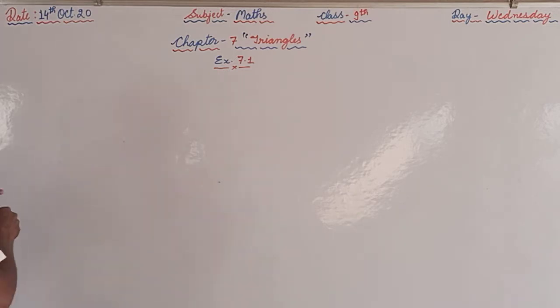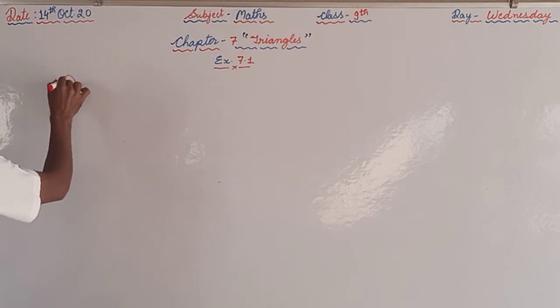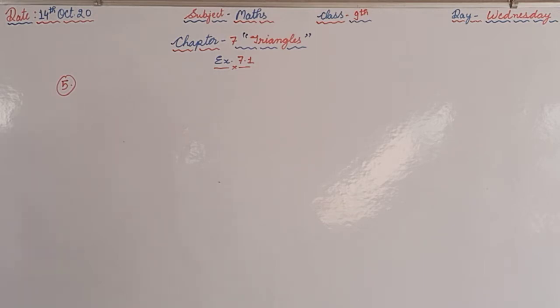As I told you previously, whenever you watch the video, you are supposed to have your textbooks with you so that you can also read the question. So first of all we will read the question, question number 5, exercise 7.1, page number 119. In this question, line L is the bisector of an angle A, and B is any point on line L.